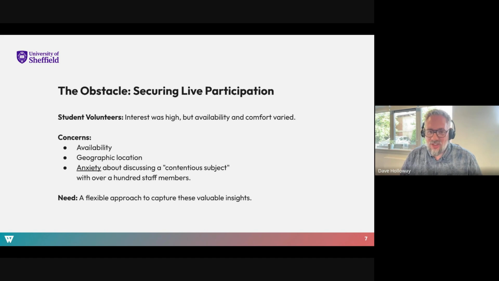And quite legitimately, there was some anxiety around discussing a relatively contentious subject in front of 100 staff members in the room. It's understandable that a student wouldn't want to put themselves out there and talk about an emerging technology, which could be misinterpreted or misconstrued in some small way in front of so many members of staff. So those were the concerns we saw. What we were really looking for was a tactful, flexible approach in which we could capture these insights.